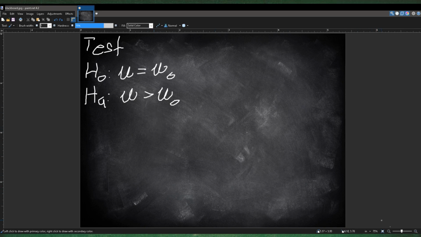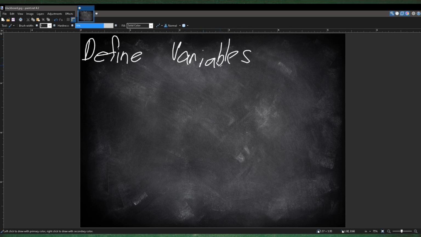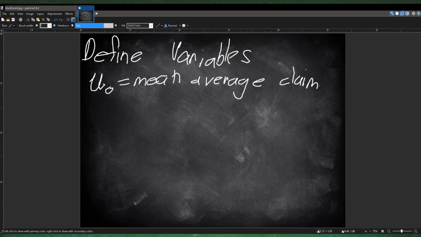Okay, so that's basically for the tests. And now you define your variables. As always, you don't always have to do this, but it's good to have just so you keep track of what you're using. So μ0, the null mean, is the one that they claimed. So mean, average, or mean or average doesn't matter, which is claimed to basically be true.